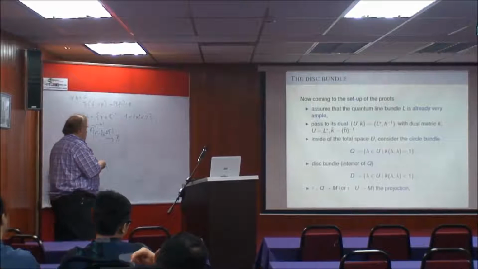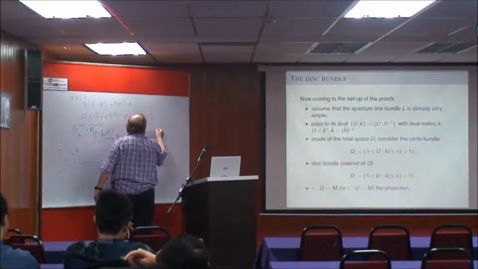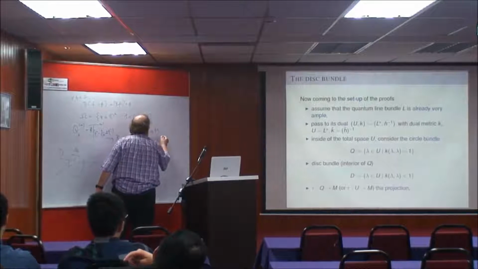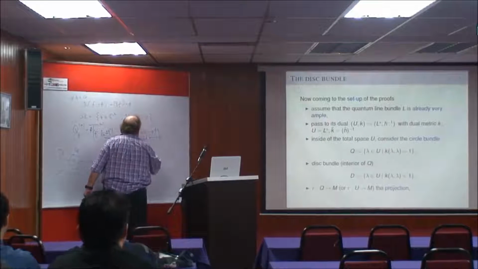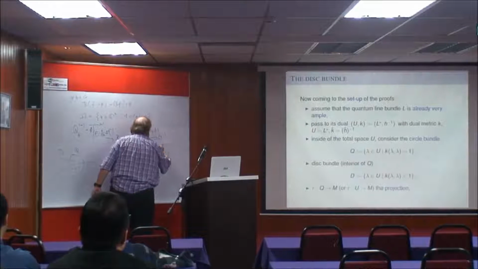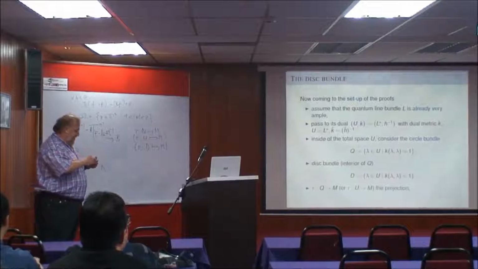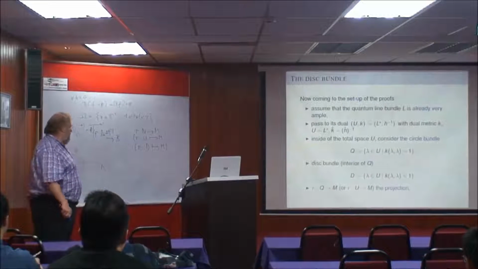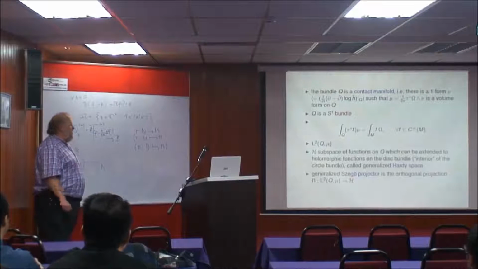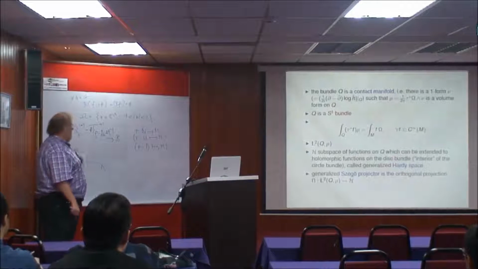We will have to deal with the following tau map from Q to M, or tau even from U to M, or tau from disk bundle to M. So I will always use the same symbol just to avoid an overkill of notation there. Good. Now our bundle Q, that's a compact manifold. So this Q was this S1 bundle here.